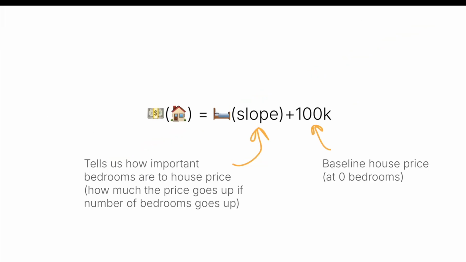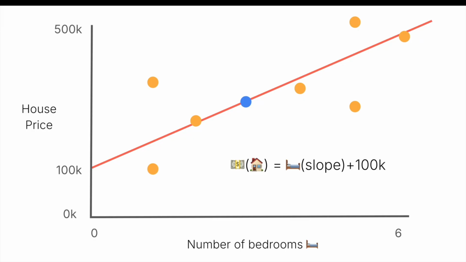So the slope tells us how important bedrooms are to the house price, so how much the price goes up if the number of bedrooms goes up. And then the 100K is that baseline house price at a studio or 0 bedrooms. This also allows us to now do predictions, right? You might have noticed in the original data here that we didn't have a data point for 3 bedrooms. So if you had a house with 3 bedrooms, you didn't actually have any training data similar to your house. What we can do here is we can actually predict what your house price would be if you had 3 bedrooms.